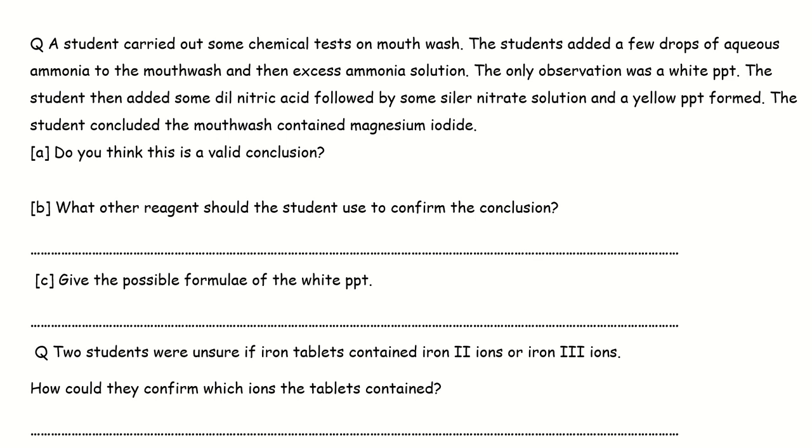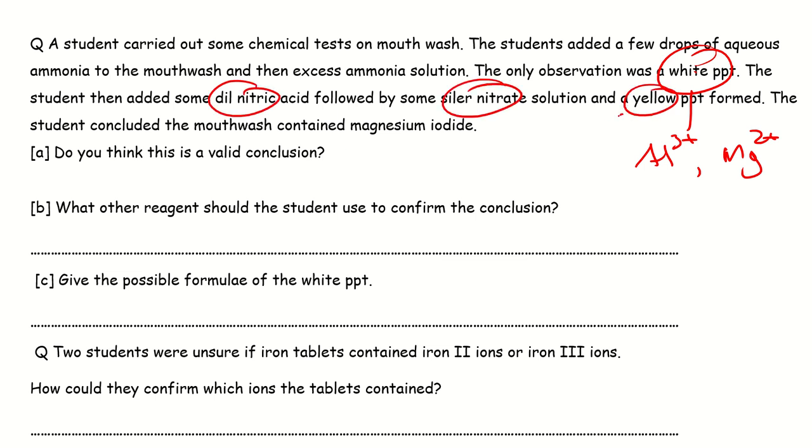Right, next one, let's go through this. A student was doing some chemical tests on some mouthwash, and they added a few drops of aqueous ammonia, and then they added excess ammonia, and they got a white precipitate. So with excess ammonia, there's two ions you know that give you a white precipitate. At this point, we're thinking there's aluminium ions and magnesium ions in there. The student then added some dilute nitric acid followed by silver nitrate, got a yellow precipitate. That should tell you that you have iodide ions in there. And the student concluded that the substance was magnesium iodide.